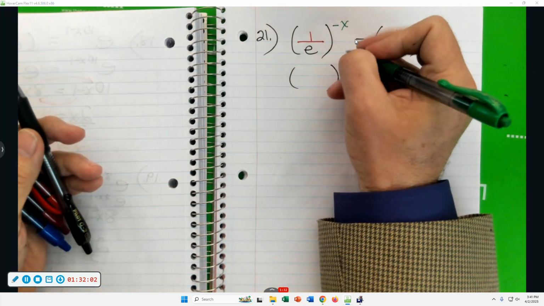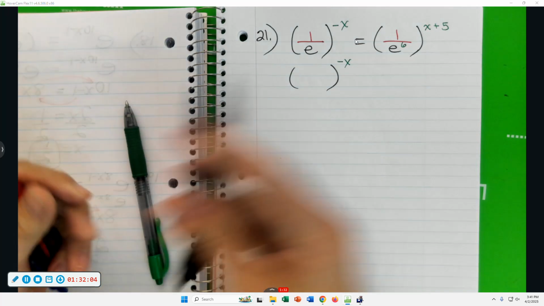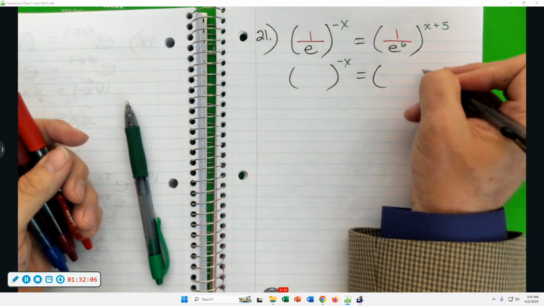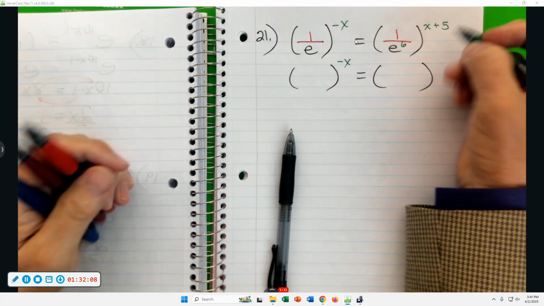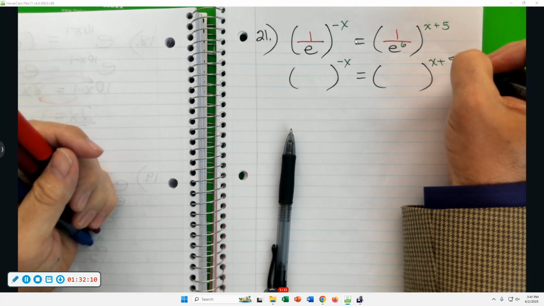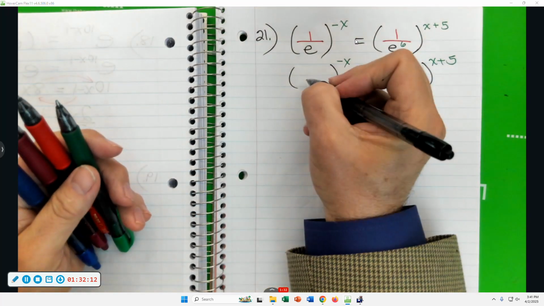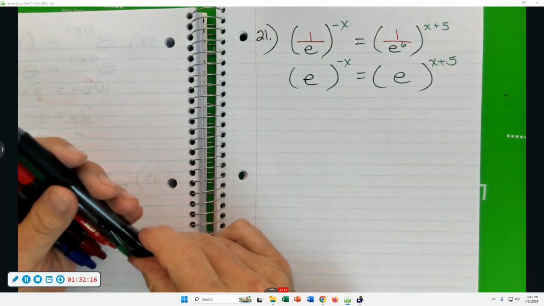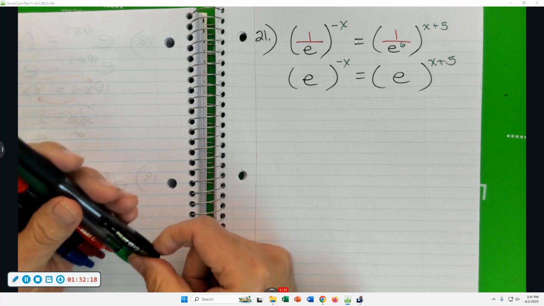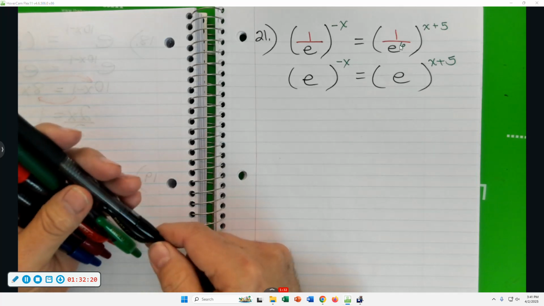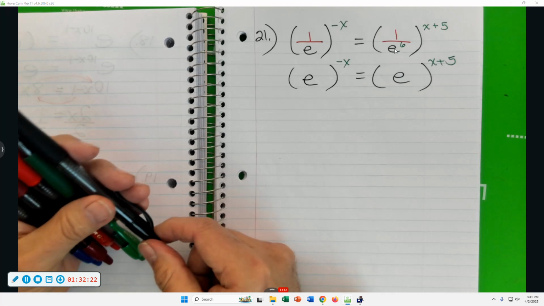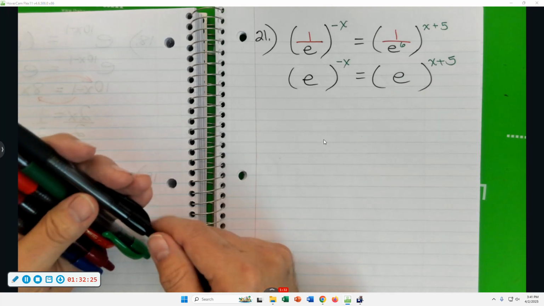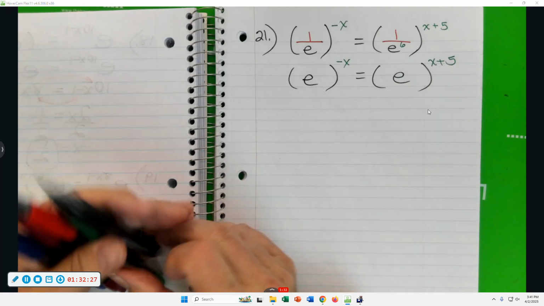still have that minus x, and that's the x plus 5. I want a power of e. I don't want a power of 1 over e. I want my base to be, well, I don't want it to be a fraction. And using negative exponents, I can prevent it from being a fraction.